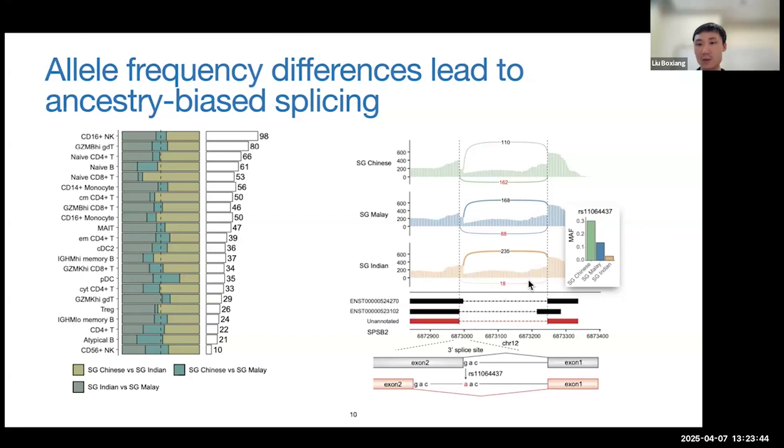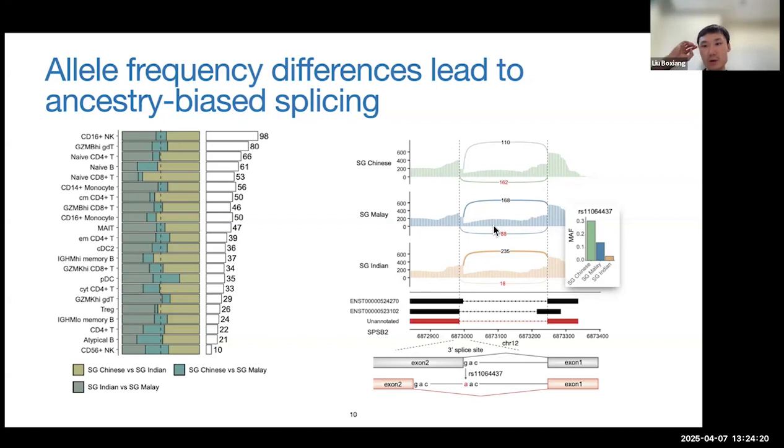site. So we observe that there is a gradient of this variant RS110 across the Chinese population, the Malay population, and the Indian population. So the Chinese population has the highest allele frequency, which means the highest level of disruption. So you see the Chinese population has the lowest usage of this splice site. And for Indians, because they have the lowest disruption, this splice site is most commonly used. And you see that the Malay individuals are somewhere in the middle.